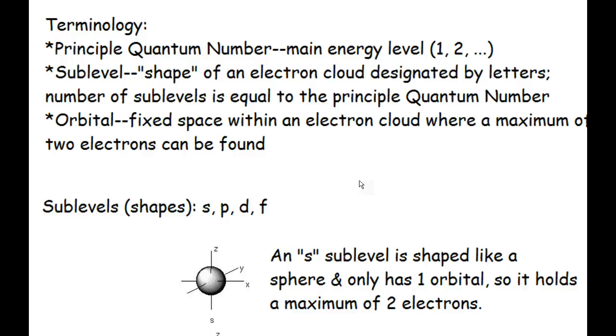Okay, and you know that the electrons are found in an electron cloud, but we're getting into some detail of it. So shapes, and they have the letters S, P, D, and F, and the number of sublevels is equal to the principal quantum number. So level 1 only has 1, level 2 has 2, level 3 has 3, level 4 has 4, and so on. What is an orbital? An orbital is the specified area or space in an electron cloud where you can find a maximum of 2 electrons.